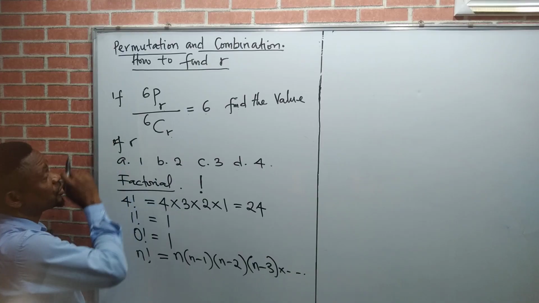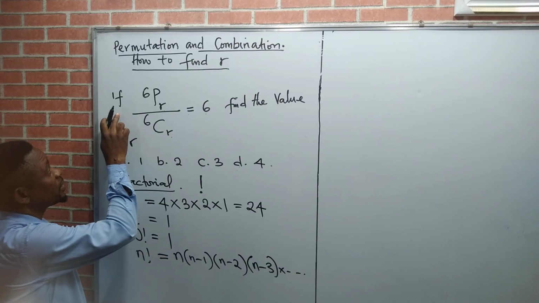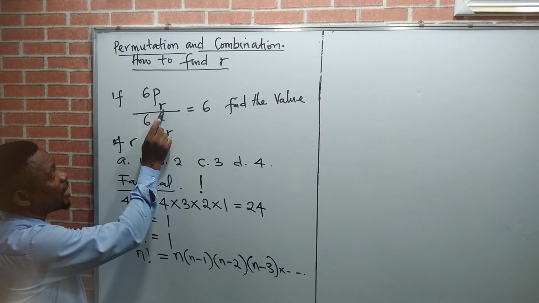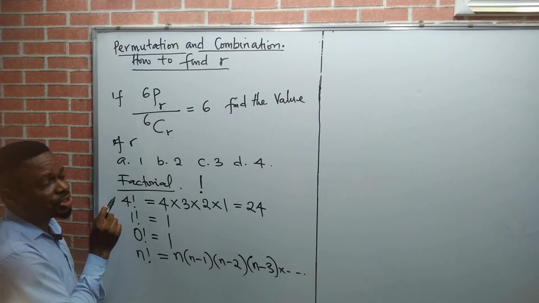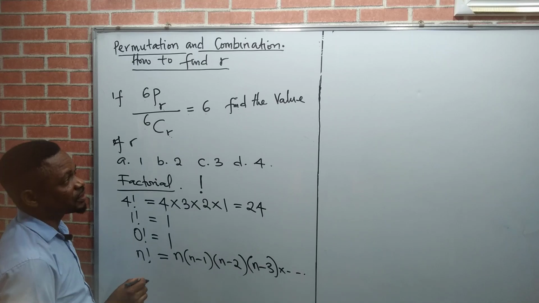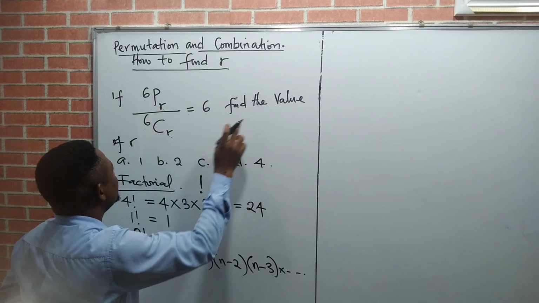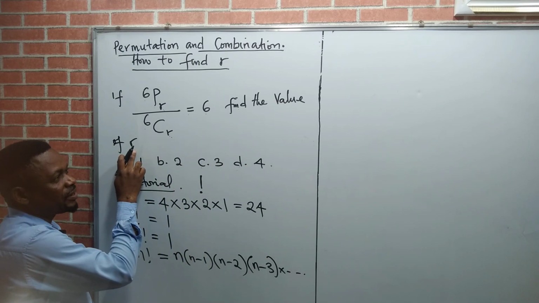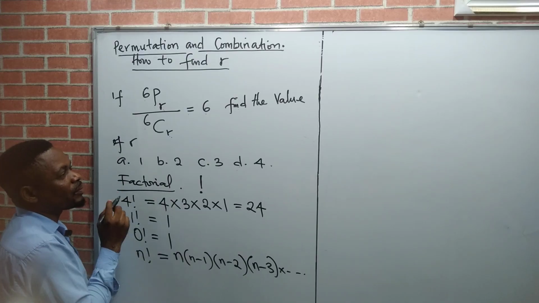Now can we look at the question proper? Now the question says, if 6 permutation R, P represents permutation, divided by 6 combination R is equal to 6. Now the question is, find the value of R. So what am I going to do?